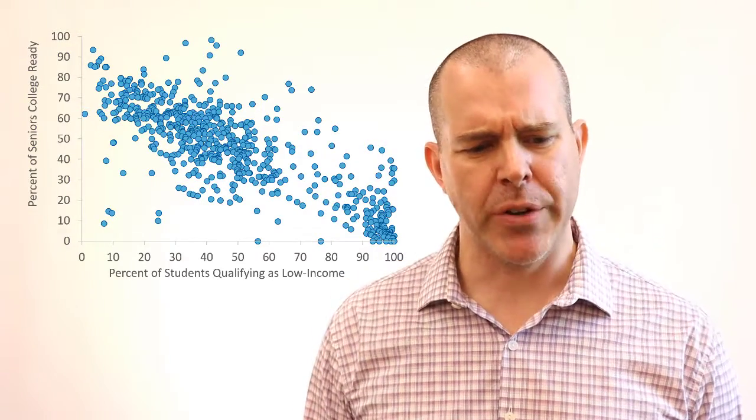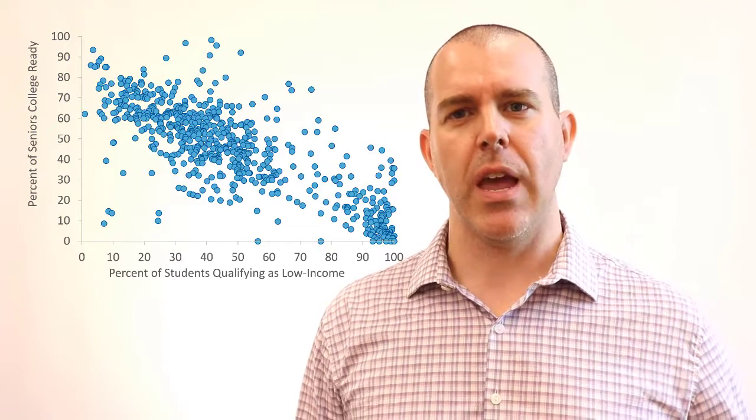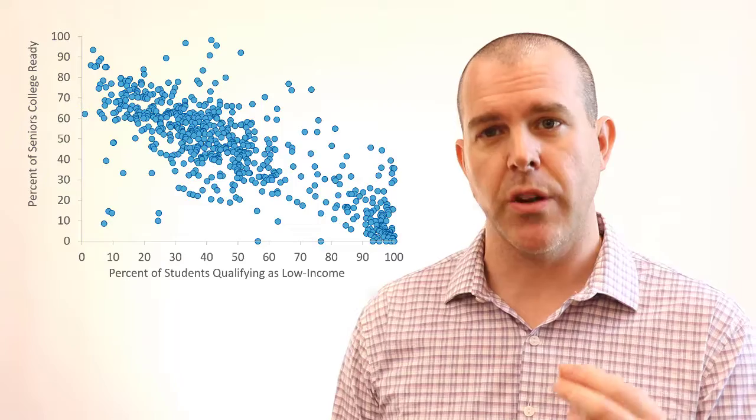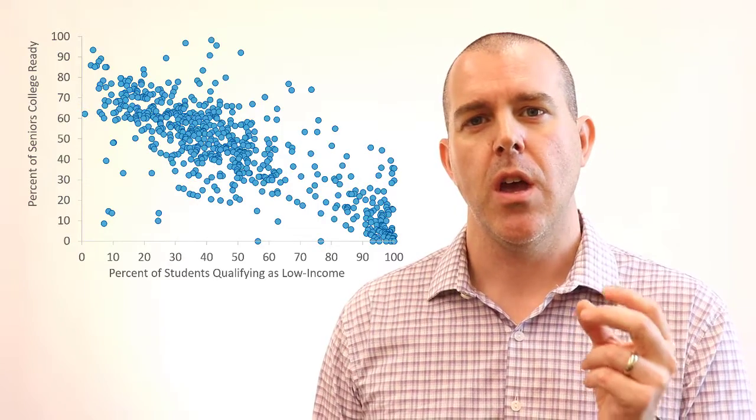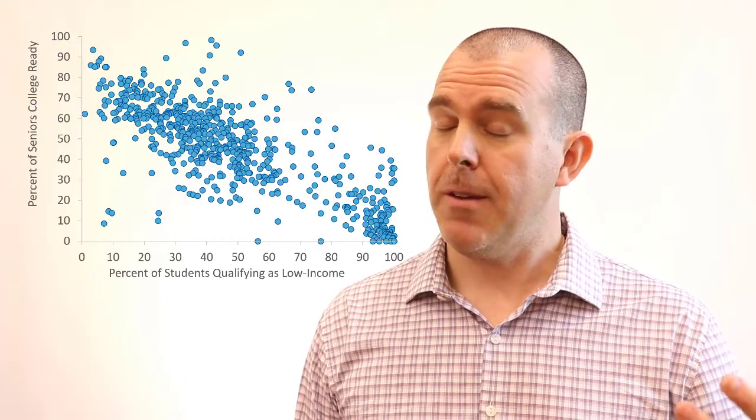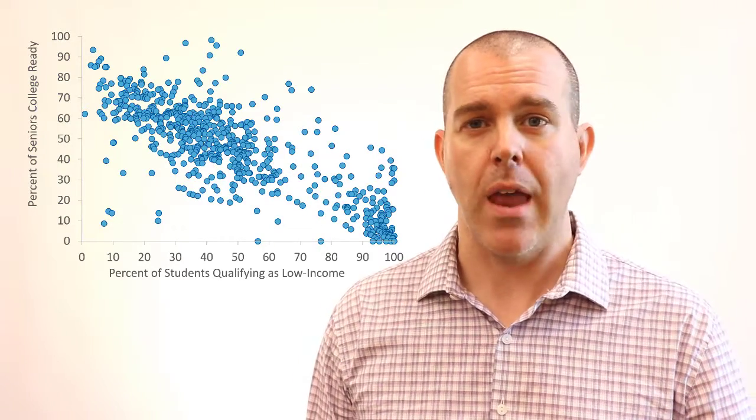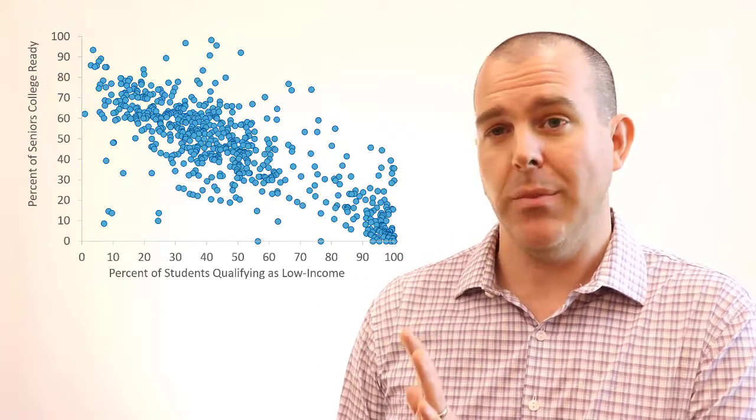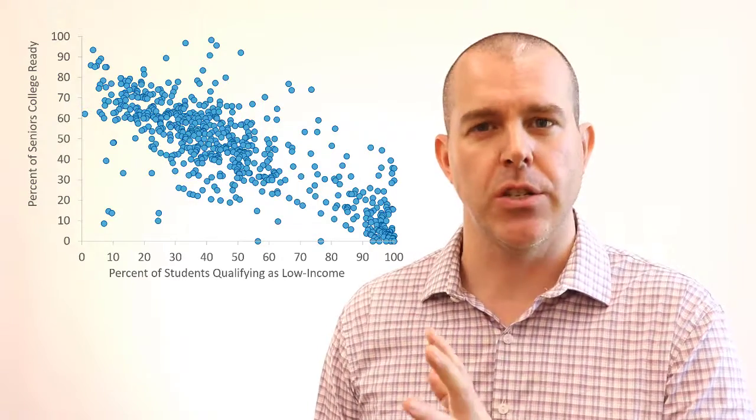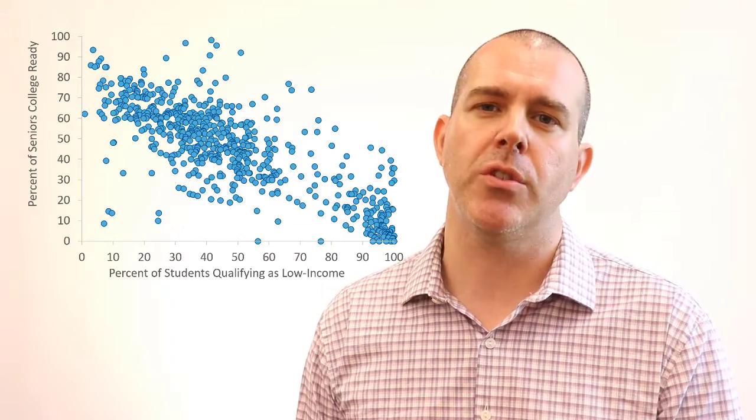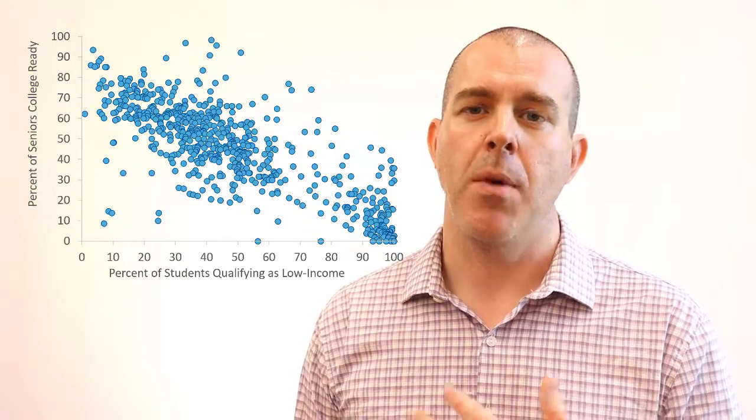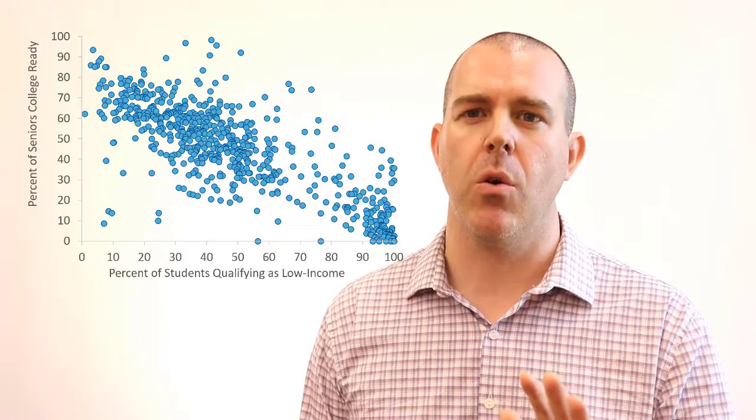One thing that you might wonder here is, well, can we say that school poverty, the percent of students that are in poverty or low income in these schools, causes this decrease? And there's a good argument for that. We can't tell that from these data. This is just correlation. There's clearly a relationship. The more low-income students that are in a school, the fewer students are college ready in that school. And we can claim a clear correlation there.